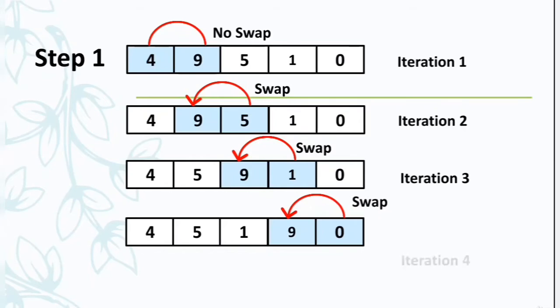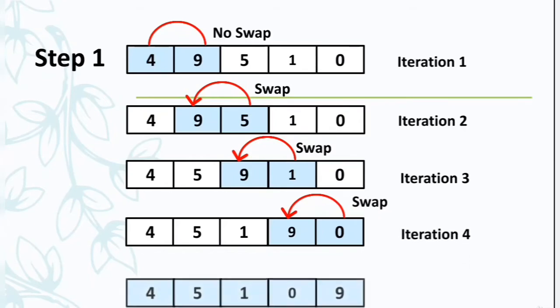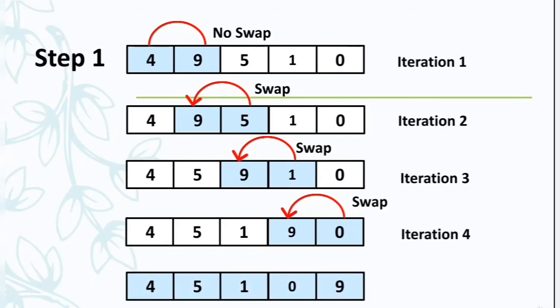And this is basically the fourth iteration. So at last we get this array, but this array is again not sorted. So we have to follow the same steps again to make the array a sorted array. So basically this was step 1 for bubble sort. Let's move to the next step, that is step 2.